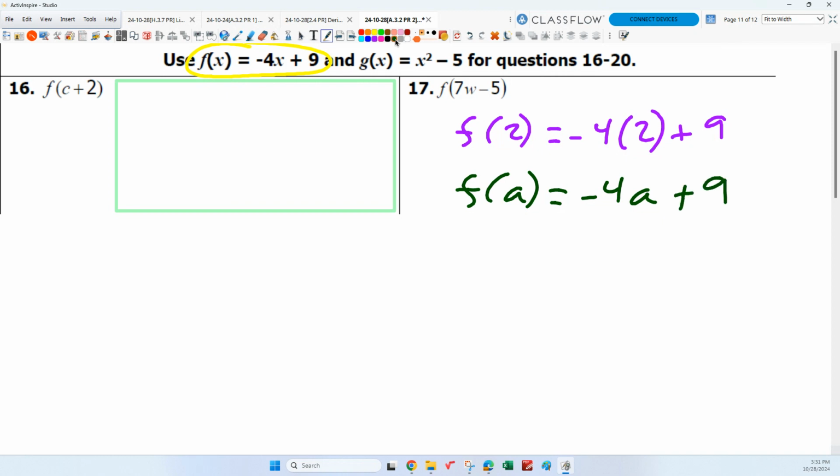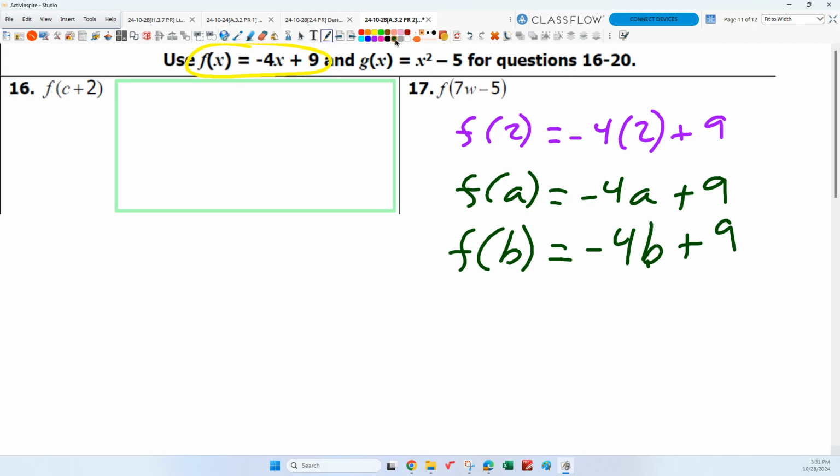Now that's a little weird. I don't get a number this time because I didn't input a number. I input a variable, and I got an expression with that variable. What's f of b? Negative 4b plus 9.